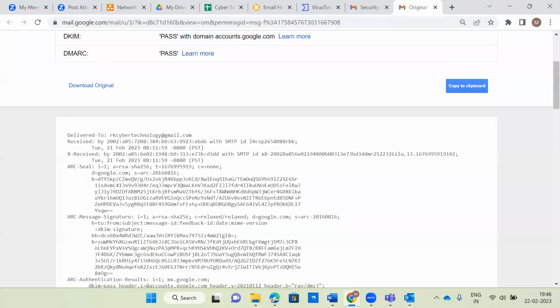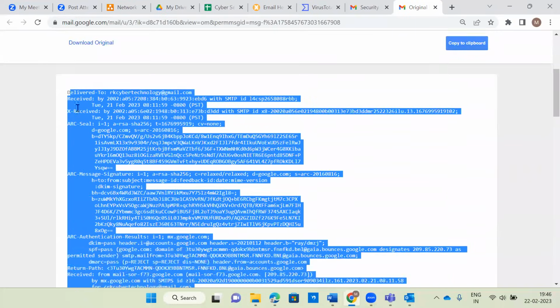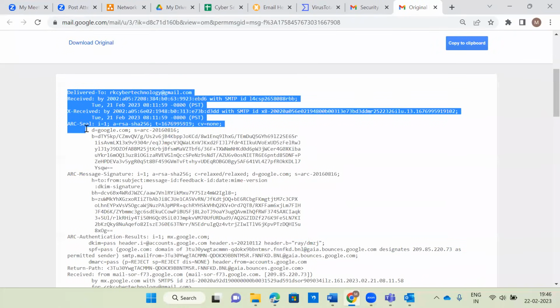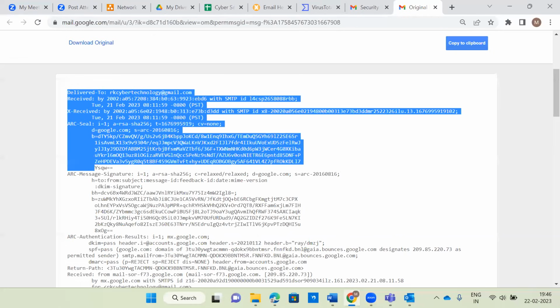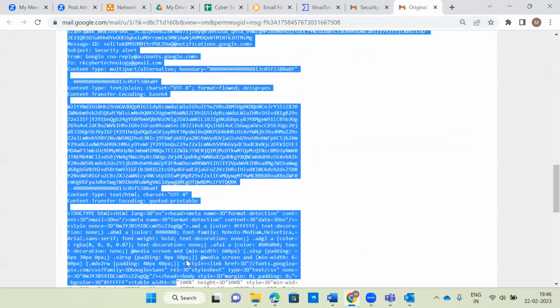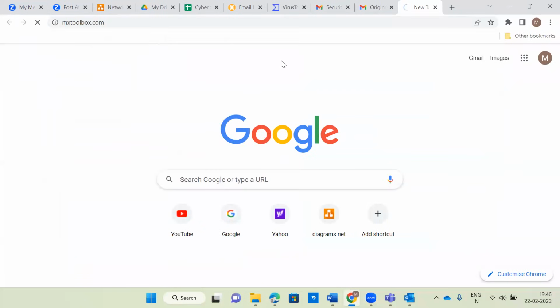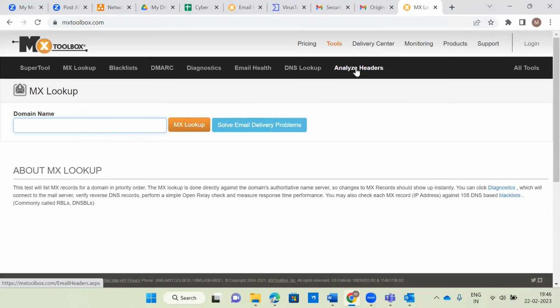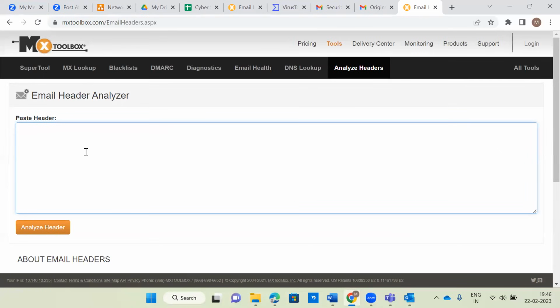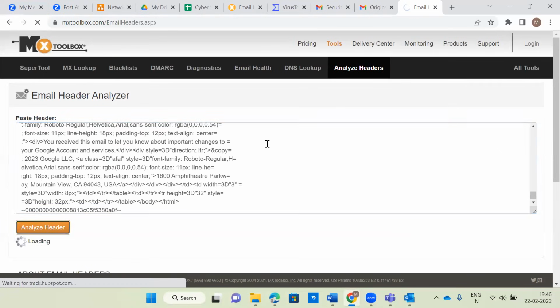For example, you can copy and paste an entire email into a header analyzer. Then go to MX Toolbox, click on analyze header, paste here, and analyze header. So this is an open source tool.